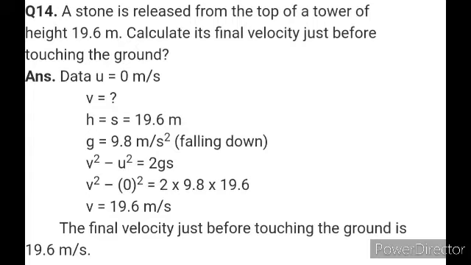Using the third equation of motion, v square minus u square is equal to 2gs, we can substitute all the values and the final velocity, the value of v is 19.6 meter per second. Therefore, the final velocity just before touching the ground is 19.6 meter per second. The numerical is very easy. Calculation is not at all difficult. Just multiplication you have to do. Still, if any doubt, don't forget to text.